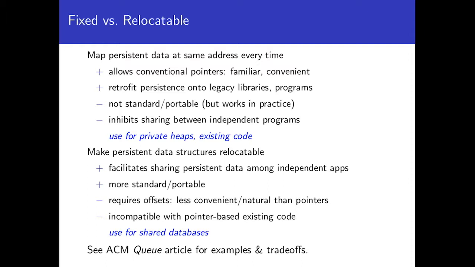makes it easy to share persistent data among independently developed applications, and there's no reliance on non-portable voodoo heuristics, but the downside is you're going to be programming not with conventional pointers, but with something more like an offset, which is less convenient and less natural. The biggest downside is that you lose compatibility with the large volume of valuable existing code that expects pointers. So my recommendation is to prefer relocatable data structures if you're designing persistent data that is more like a database than a heap. It's intended to be shared among independently developed applications.